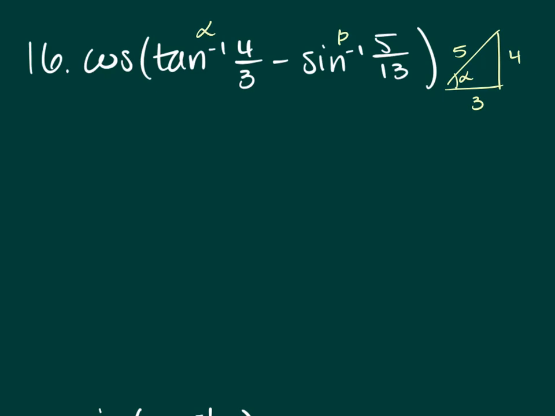For beta, I have sine is positive, so we're in quadrant 1. I have the opposite over hypotenuse. This is a Pythagorean triple, so this is 12.